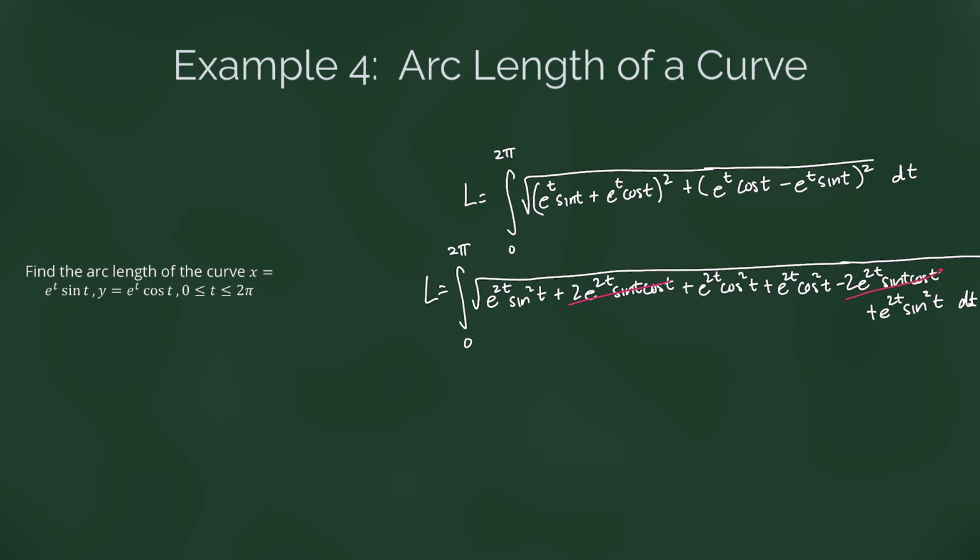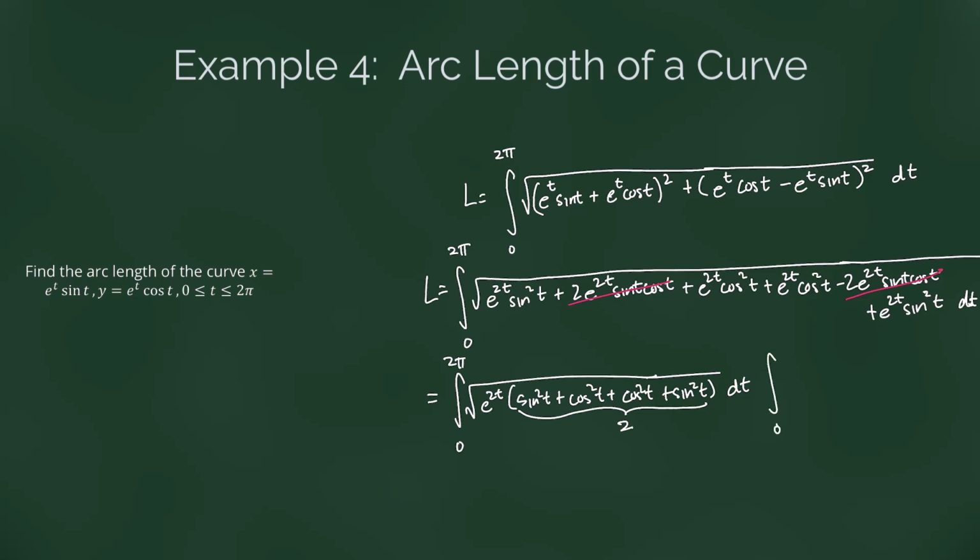the positive and negative terms here are going to cancel each other out. And we're going to end up with the integral from 0 to 2 pi of the square root of, now I have a whole bunch of e to the 2t's. I'm going to pull them out to the front. I get e to the 2t, and then I have sine squared t plus cosine squared t plus another cosine squared of t plus another sine squared of t. And the Pythagorean identity again tells us that this is 2.